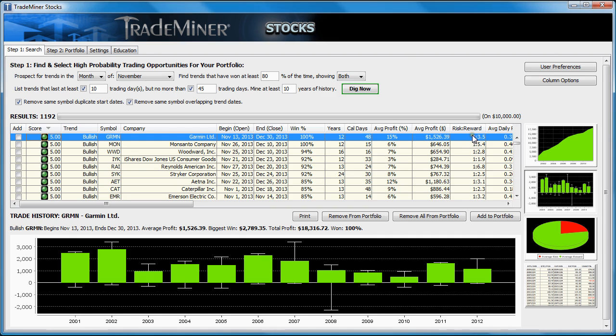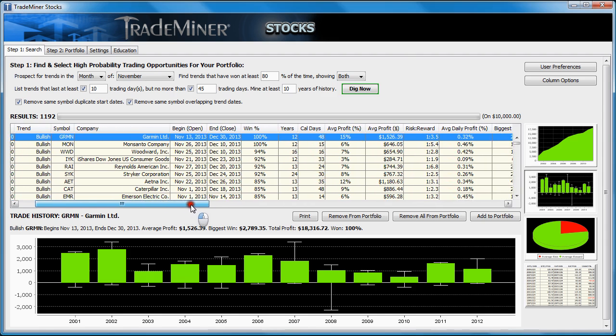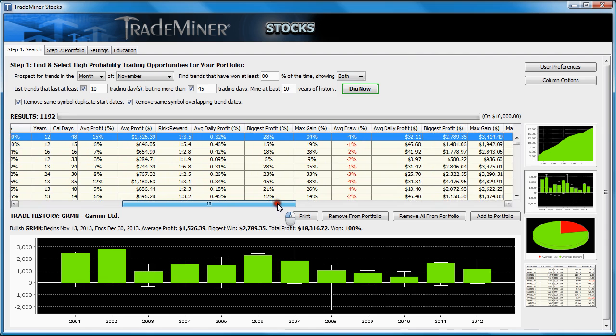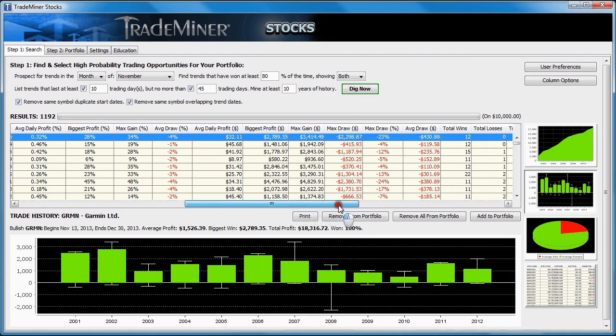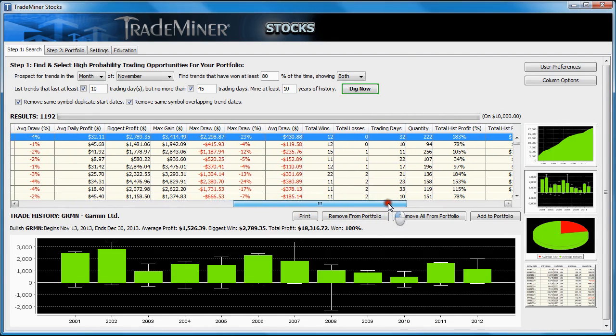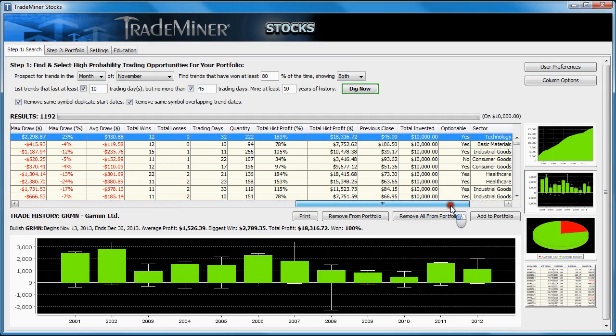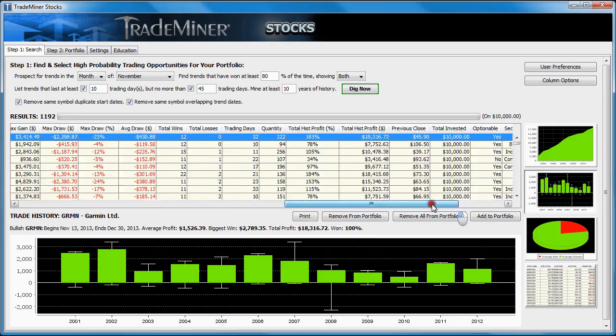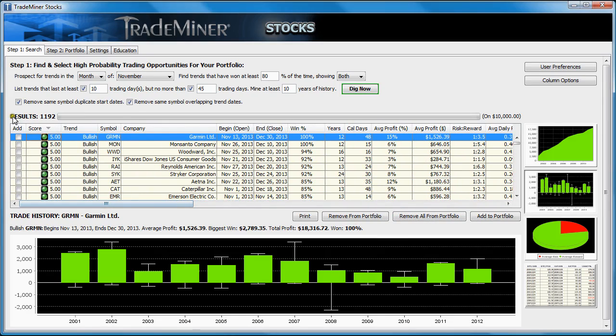And then we have a number of different statistics, and I'm not going to go through each one of them here, but you can go through and see. We have risk reward, average daily profits, biggest profit, max gains, average draw, and it goes on and on. We tried to put as many statistics in here as we could possibly fit so that you have everything at your fingertips. And so that is the results table.